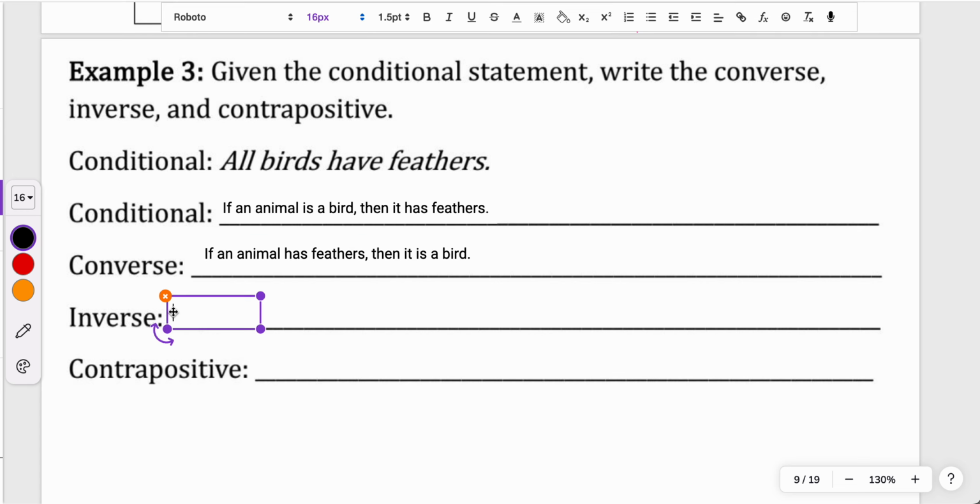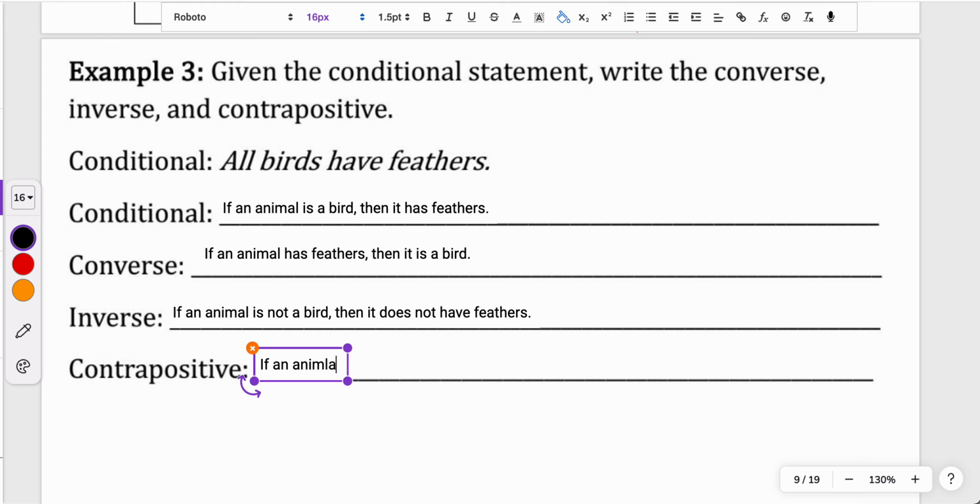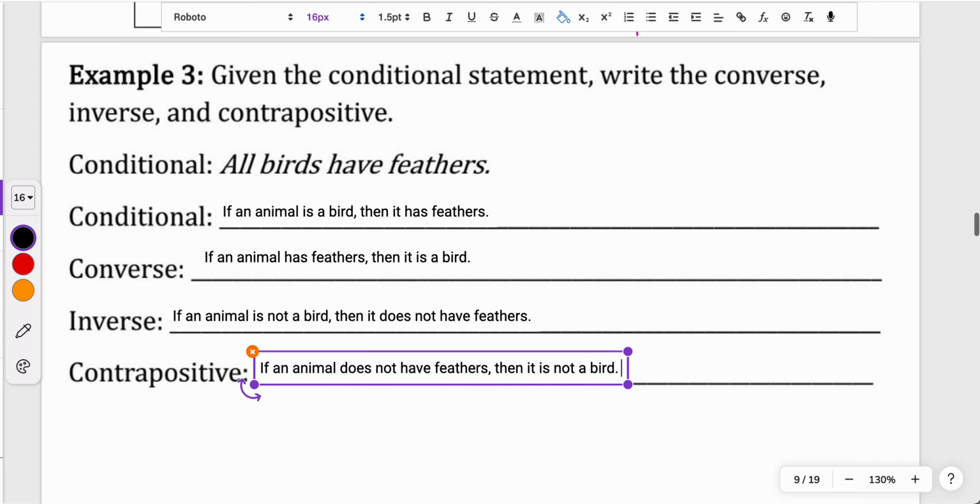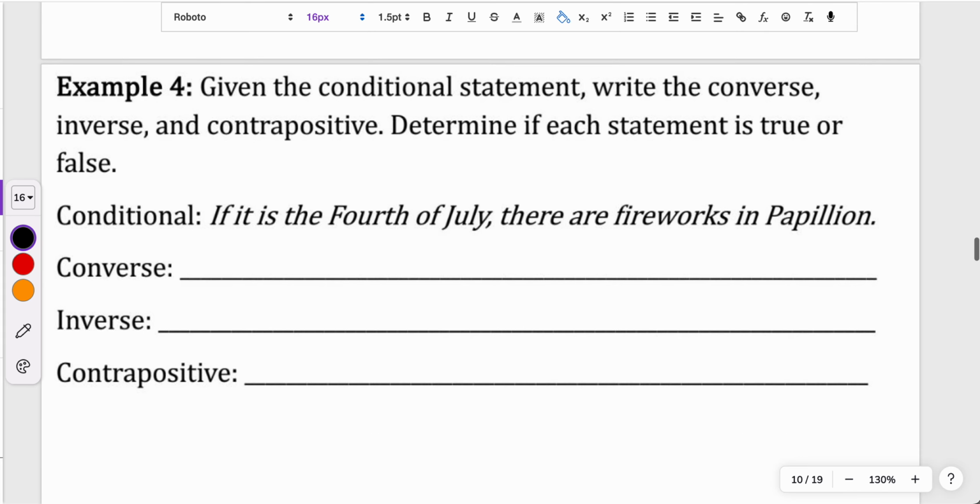Inverse, we're negating the conditional. If an animal is not a bird, then it does not have feathers. And then contrapositive, that is negating the converse. If an animal does not have feathers, then it is not a bird. Okay? Look good? If you need to, pause here. But if not, we're going to come back here and try this on your own. So pause it. Your conditional statement's already written in if-then format. I want the converse, inverse, and contrapositive of it, and go.